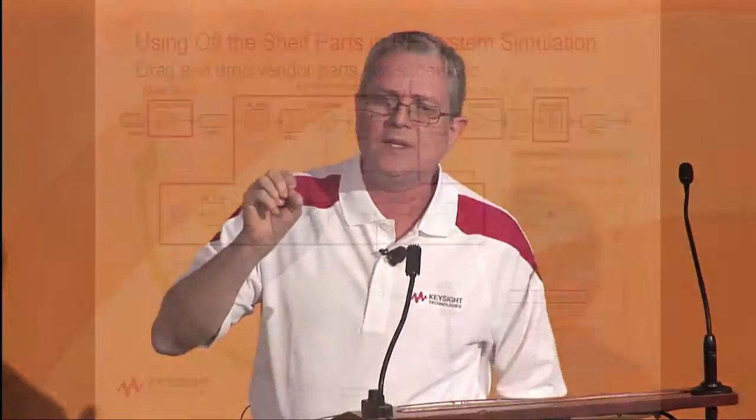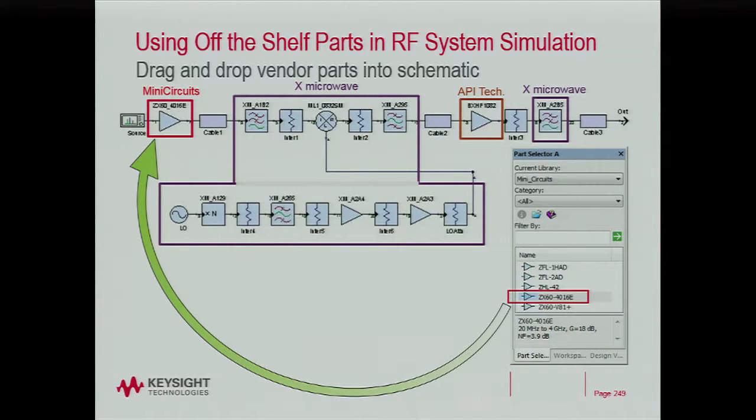5G transmitter. And so this is a schematic diagram of the hardware that I showed at the beginning. And so you see a Mini-Circuits amplifier over here at the left. There's an X-Microwave block there in the middle that does the up conversion. And then we have the API amplifier and then another X-Microwave filter at the end.